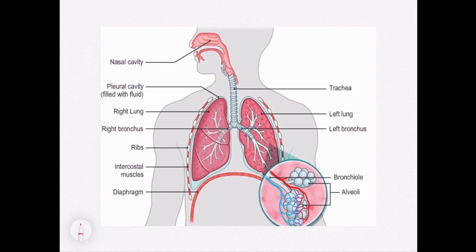So what does it mean by gross structure of the gaseous exchange system? Gross structure basically means macro structure that is visible using naked eyes. So imagine if you dissect a person's chest, what can you see that is part of the gaseous exchange system?